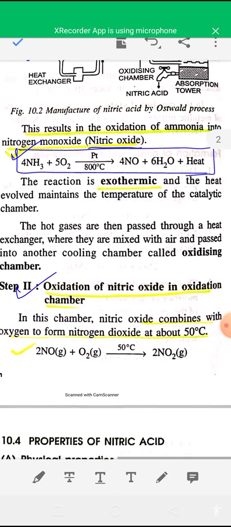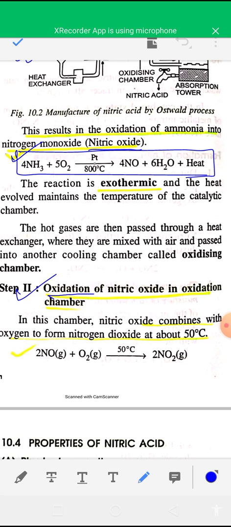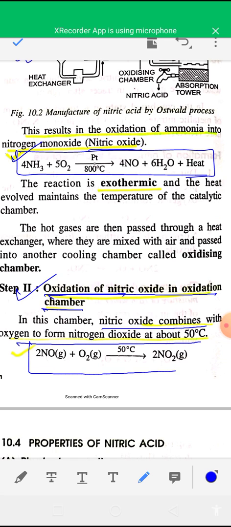Now in the second step, after cooling, the nitric oxide produced is oxidized to nitrogen dioxide. So step 2, oxidation of nitric oxide in the oxidation chamber. In this oxidation chamber, nitric oxide combines with oxygen to form nitrogen dioxide above 50 degrees Celsius. So in the first step nitric oxide is formed. In the second step, this nitric oxide reacts with oxygen, with air, at 50 degrees Celsius to form nitrogen dioxide.